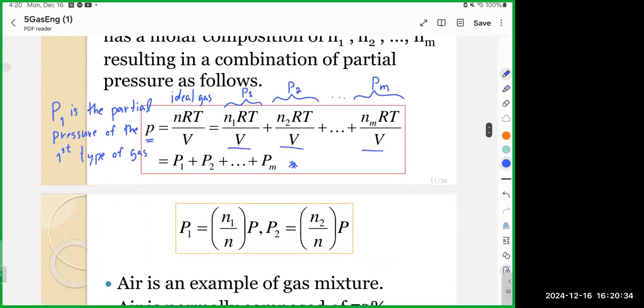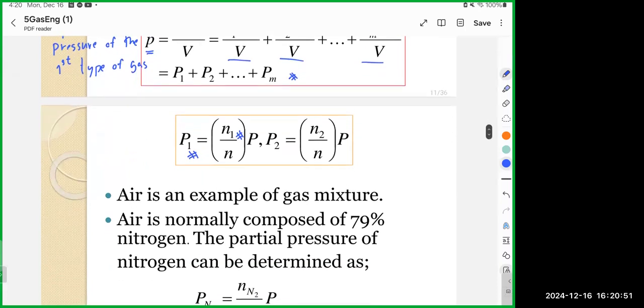If we know exactly the ratio of the moles of the first type, you can find the partial pressure of the first one, and so on. P1, P2, P3 until Pm.